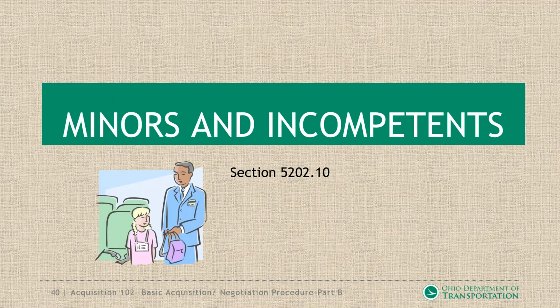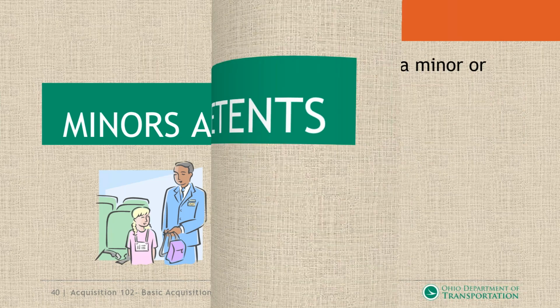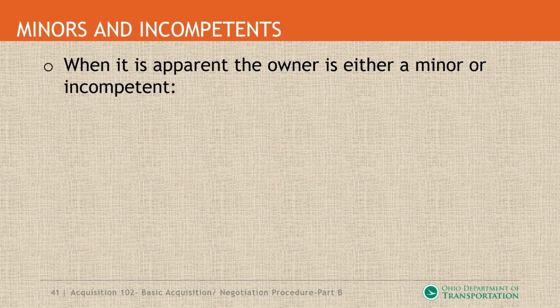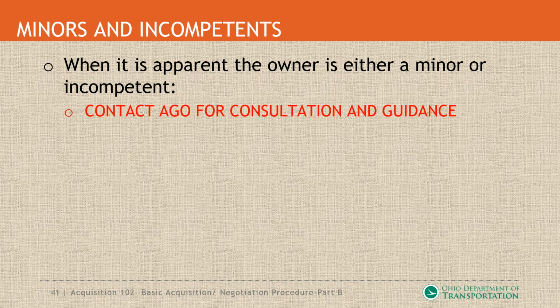All right, moving on to our next section, minors and incompetence. This is located out of our 5202.10 section of the Real Estate Manual. When it is apparent the owner is either a minor or incompetent, you need to contact the AGO, the Assistant Attorney General, for guidance and direction.